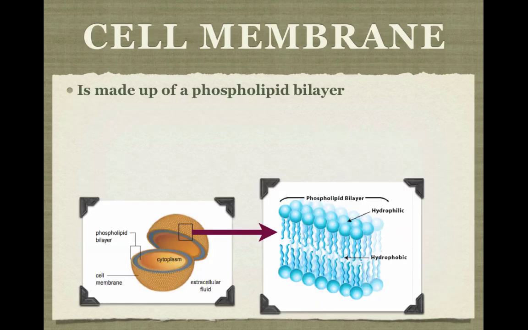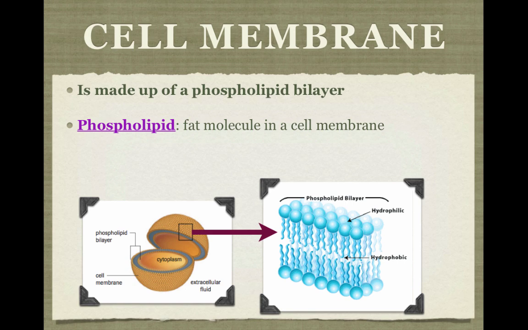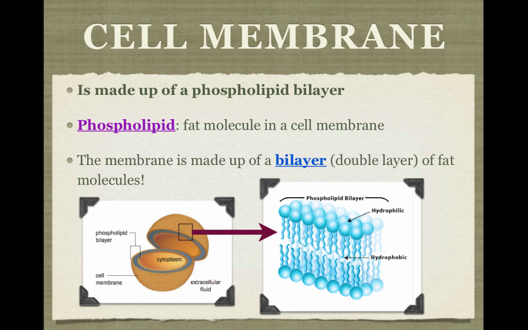Your cell membrane, if you recall, is what controls what goes in and out of your cell. And it's special because it's made up of a phospholipid bilayer. A phospholipid is a fat molecule that's in a cell membrane, and that specific membrane is made up of a bilayer, so it's a double layer of fat molecules.